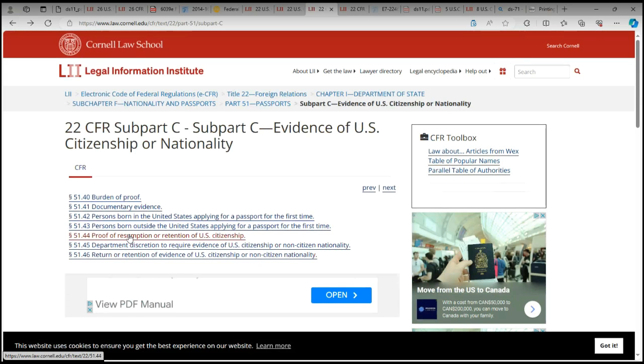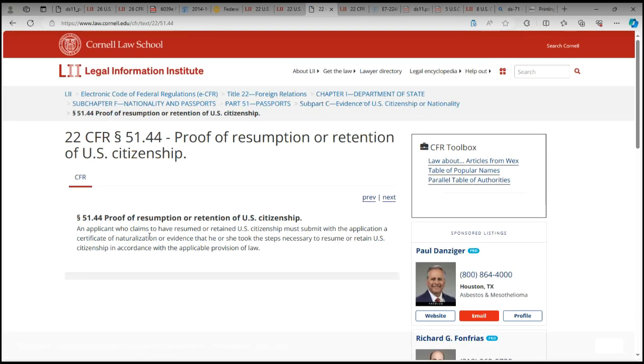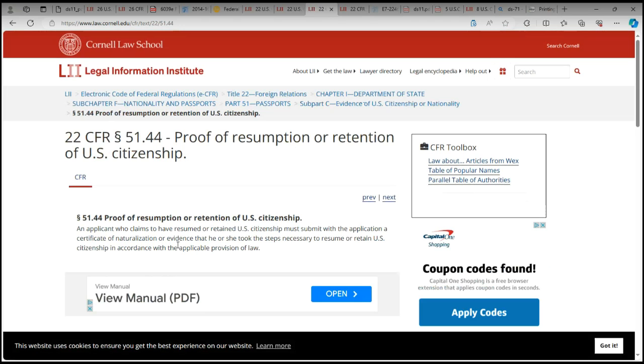So this right here, proof of resumption or retention of citizenship, means that if you were naturalized here, right, and you left the country for more than 5 years, they could consider you as abandoning your U.S. citizenship. But it is prima facie evidence of that, because you have not declared your intent to abandon U.S. citizenship. But they will treat you as you have abandoned it until you speak up or come back into the country.